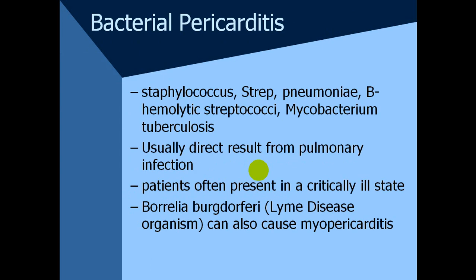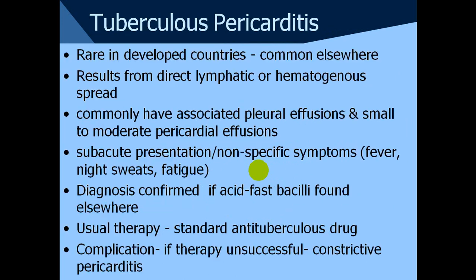In bacterial pericarditis, the organisms include staphylococcal, streptococcal pneumonia, beta hemolytic, and Mycobacterium tuberculosis, usually a direct result of pulmonary infection in TB. Patients often present in a critically ill state. In Lyme disease, Borrelia burgdorferi, the Lyme disease organism, can also cause pericarditis.